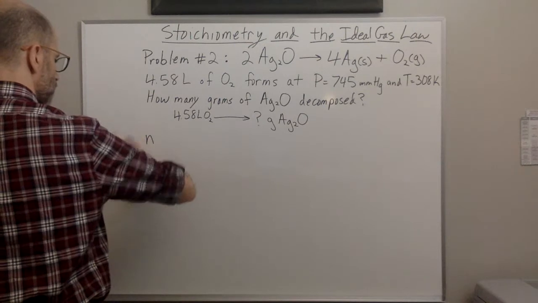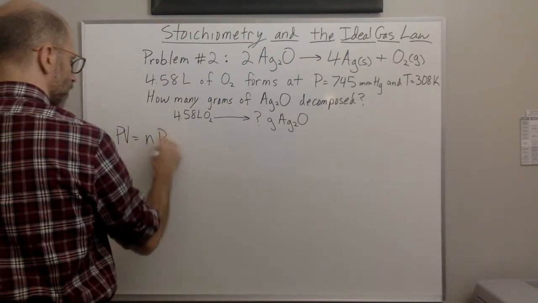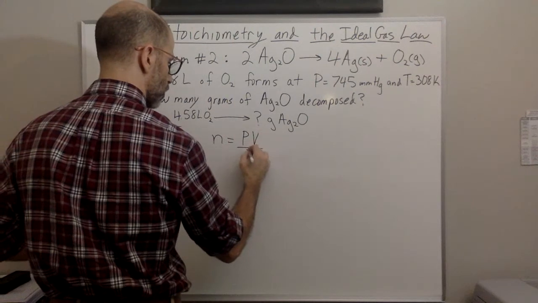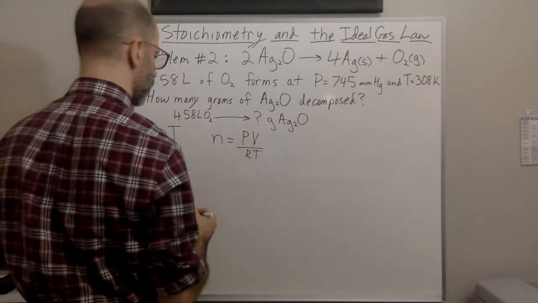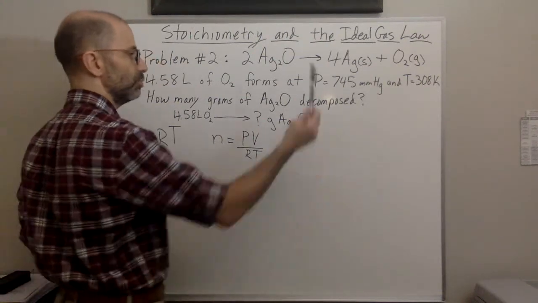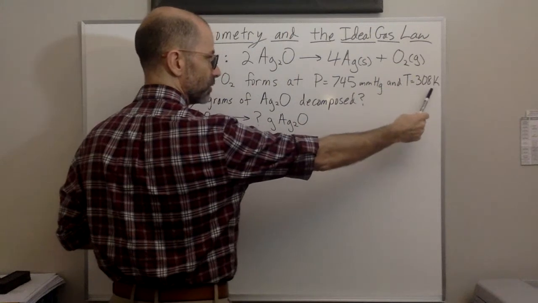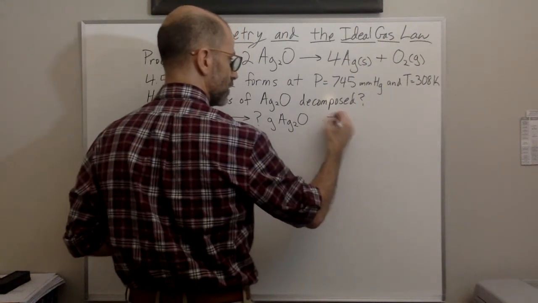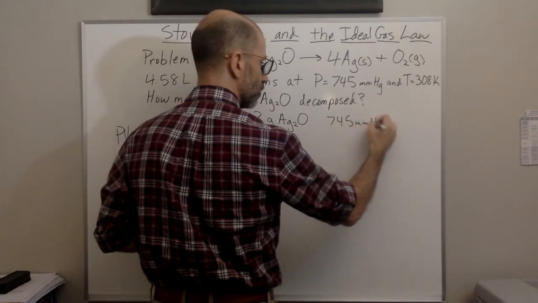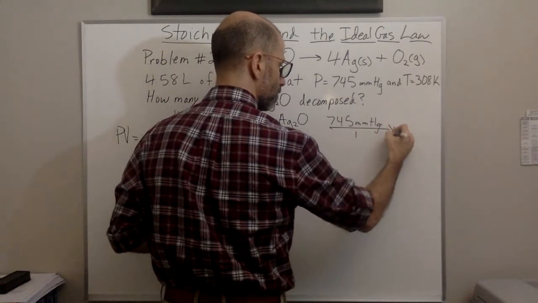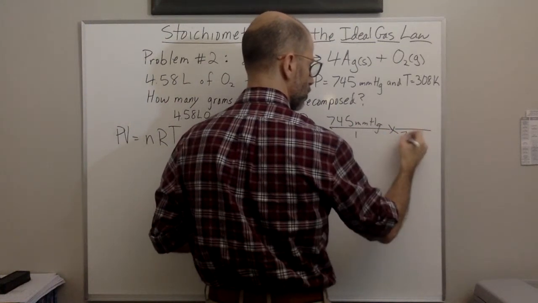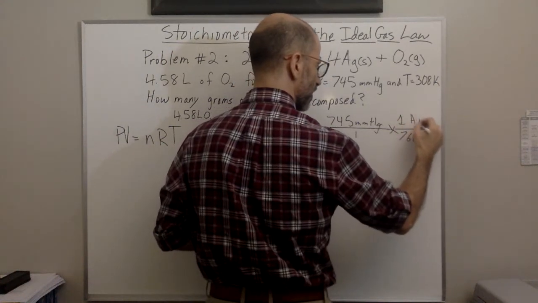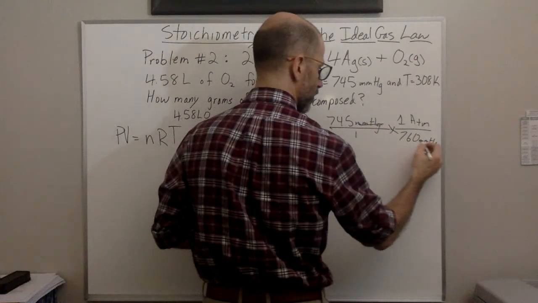So we have PV equals nRT. Solving for moles, the number of moles is equal to PV over RT. Remember what I said before, that pressure has to be in atmospheres and temperature has to be in Kelvin. So temperature is good. We need to convert pressure to atmospheres. So we're going to take the 745 millimeters of mercury over 1 and multiply by the conversion factor: 760 millimeters of mercury per 1 atmosphere. So millimeters of mercury cancel out, and we have atmospheres.